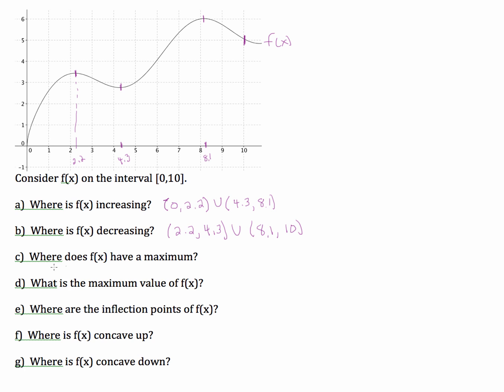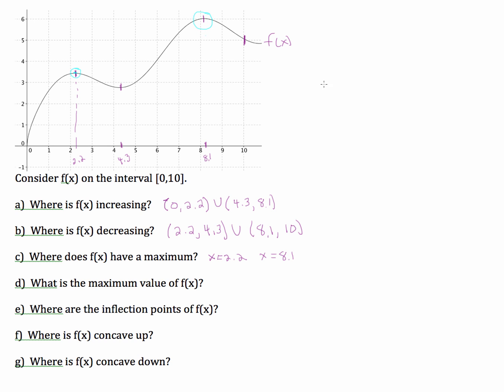Next question is, where does it have a maximum? So if it just asks where, that's asking what x value does it have a maximum at. So we can see there's a maximum at 2.2 and at x equals 8.1. So maybe I should talk a little about what it means to be a maximum. So this point is the largest one in my little circle I drew. So there's a maximum in that region. This is also the biggest around.